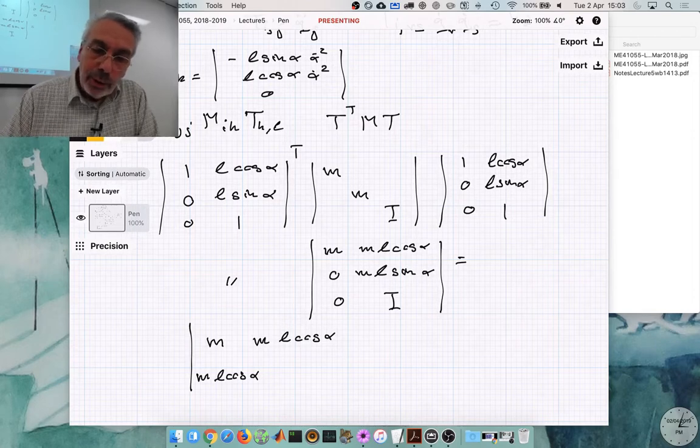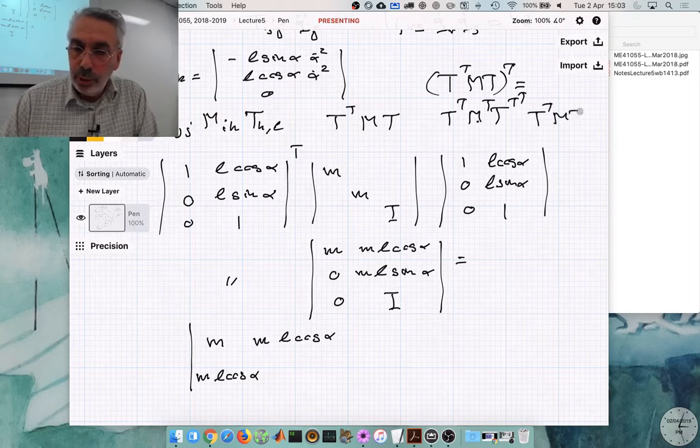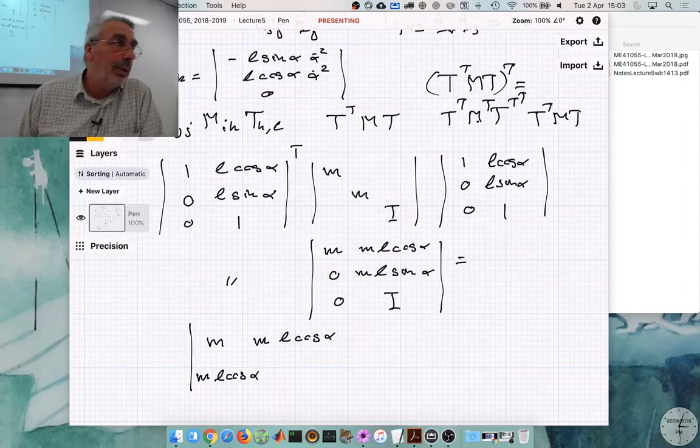Because why is it symmetric? Well, if you take T transpose M T and you do the transpose, what is the answer? Then you get T transpose times M transpose times T transpose transpose. Or in other words, T transpose, and since M is symmetric, M T transpose. Hey, it's identical. So it should be symmetric, right?